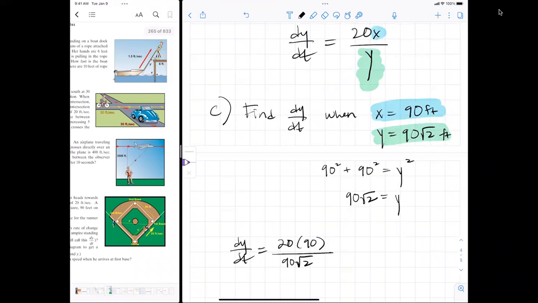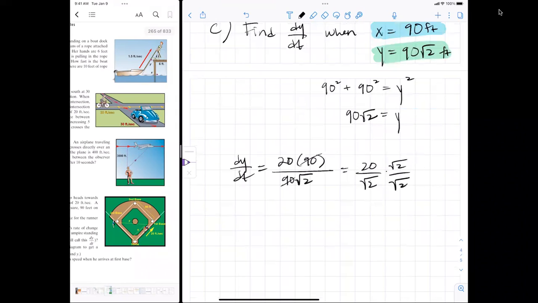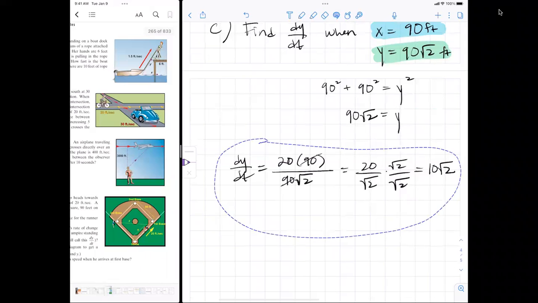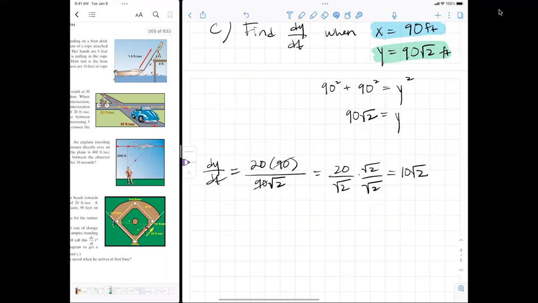The 90s cancel, so we end up with 20 over root 2, which is the same answer that they have in the textbook, but they rationalize the denominator. I'm not really that concerned with it, but that does simplify to be 10 times root 2. For units, since y is being measured in feet and time is being measured in seconds, it would be feet per second.